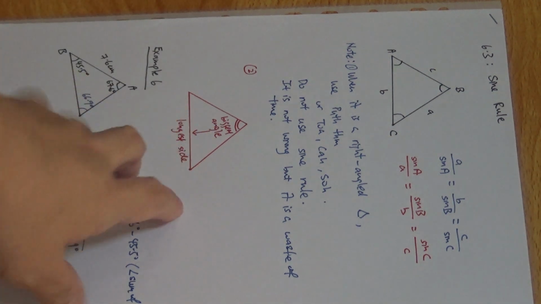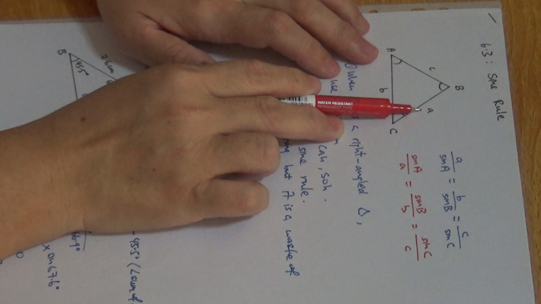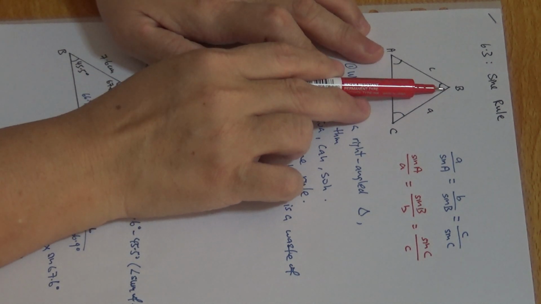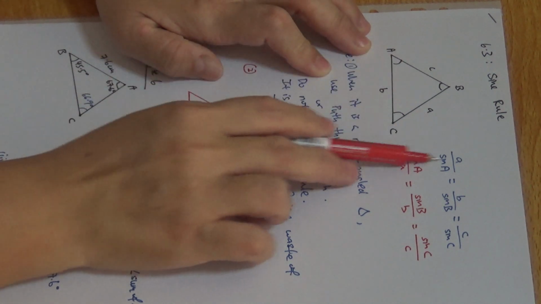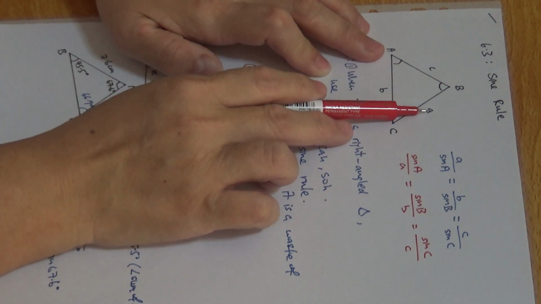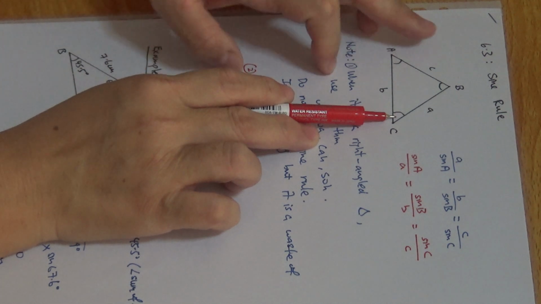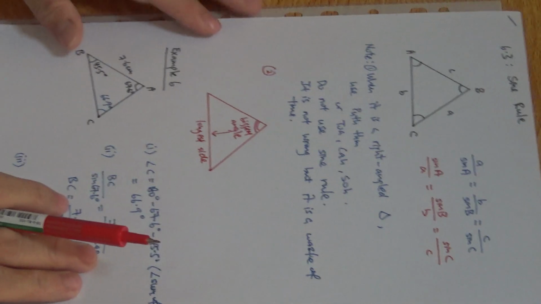Now, what does the sine rule say? It means a over sine A is equal to b over sine B, which is also equal to c over sine C. Now, you can flip it all up. That means sine A over a is equal to sine B over b is equal to sine C over c. That also works. Alright? Now, I want you to take note of two things.